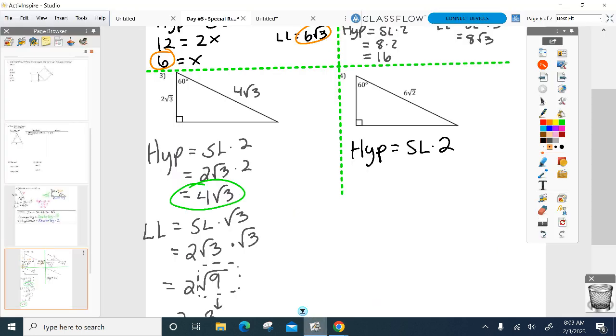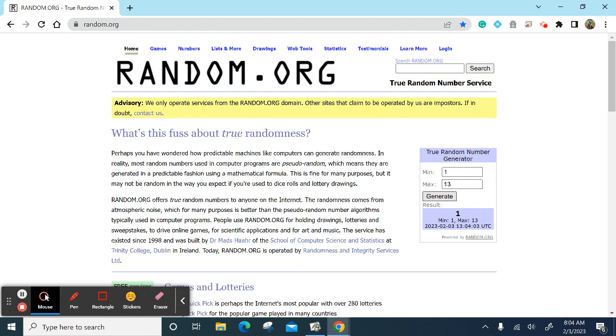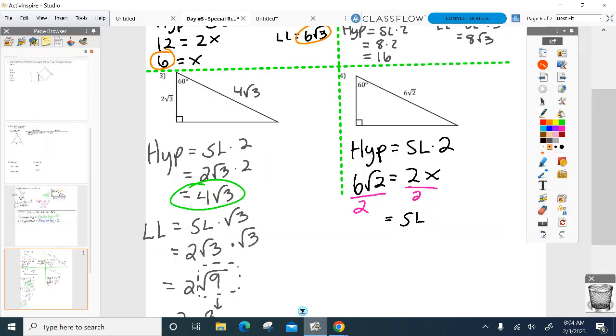What is my hypotenuse again? 6 radical 2. It looks like I'm going to be solving for the shorter leg, so 2x. Whatever you're given, write the rule for. All right, how do I get the 2 out of there? Divide both sides by 2. Great work. And what is my, I should put SL, right? What's my shorter leg here? If I do a little reducing, crossing out, what do I end up with? 3 radical 2. Good work. 3 radical 2 is my shorter leg.